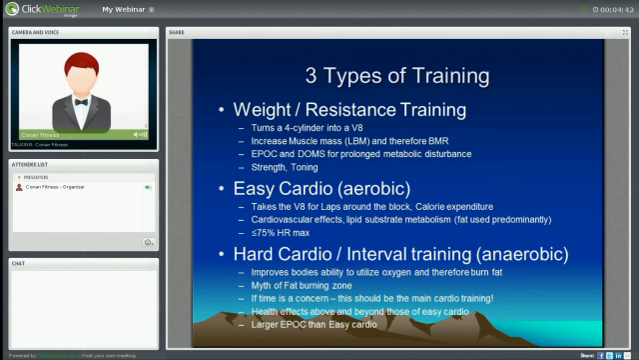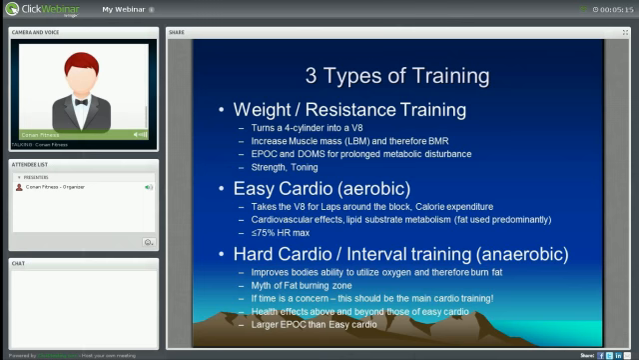Firstly, weights training or resistance training. So anything with kind of weights or resistance. What are the benefits of this style of training? Well, typically, when we're doing your typical weights, what we're trying to do is, if you think of metabolism, for instance, it's kind of like turning a little four-cylinder engine into a V8. So if you imagine a little four-cylinder car that doesn't do much, doesn't chew through much petrol, compare that to a big juiced-up V8 that really guzzles the fuel, but has a bit more of a muscle engine.